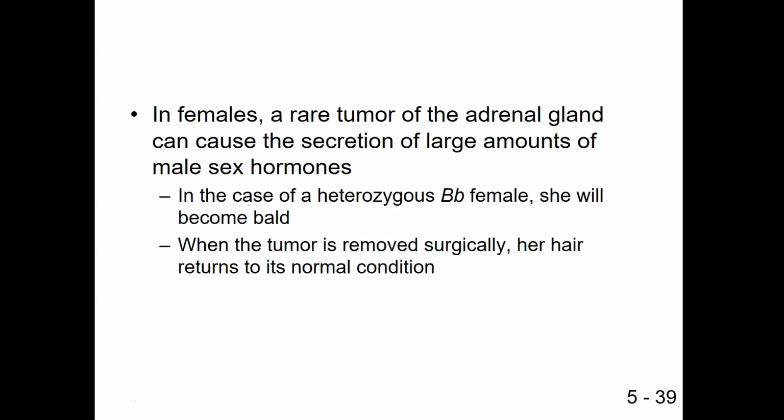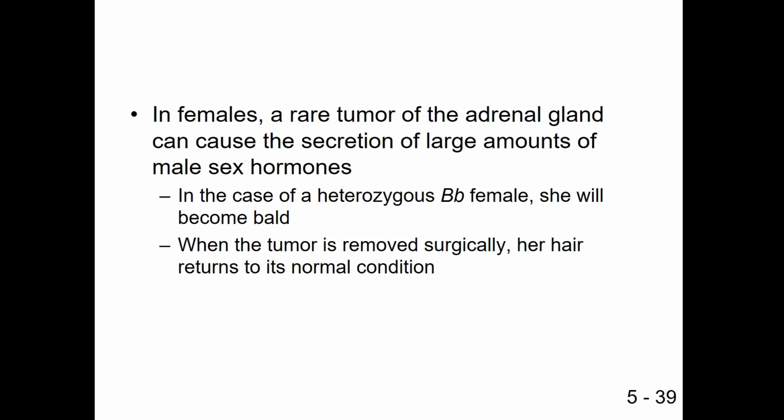Another situation in females is that sometimes on the adrenal glands, females can end up with a tumor, with cancer. And what will end up happening is it causes the adrenals to produce large amounts of androgen, male sex hormones, the precursor and testosterone.